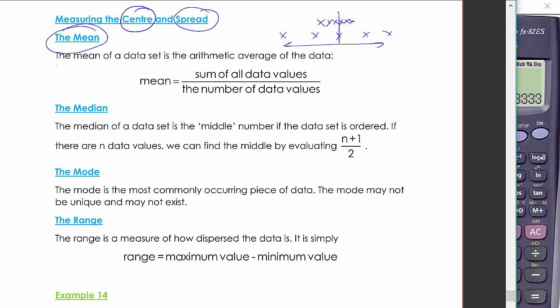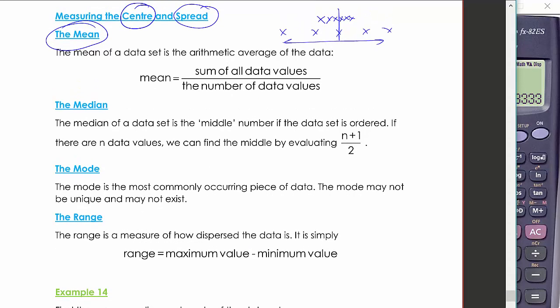So the mean is a measure of the center, and you should have met this before. You add up all the data values and divide by the number of data values. That's the mean. The median you should have met before. It's the middle, and notice how I've got the middle in quotes because there may be two middles, and we'll deal with that in the examples. And we can find whereabouts the middle is by evaluating n plus 1 over 2, where n is the number of pieces of data. Now you may have done this before by crossing off from each end until you get to the middle, which is all well and good if you've got 7 or 8 pieces of data, but you wouldn't want to do it with 1,000.